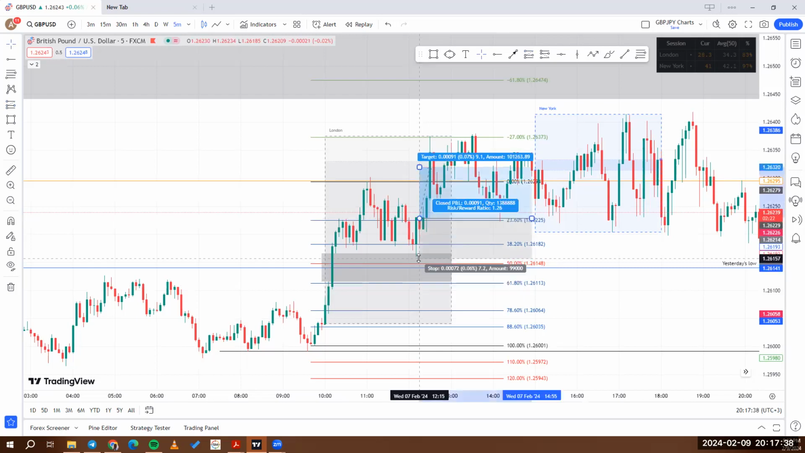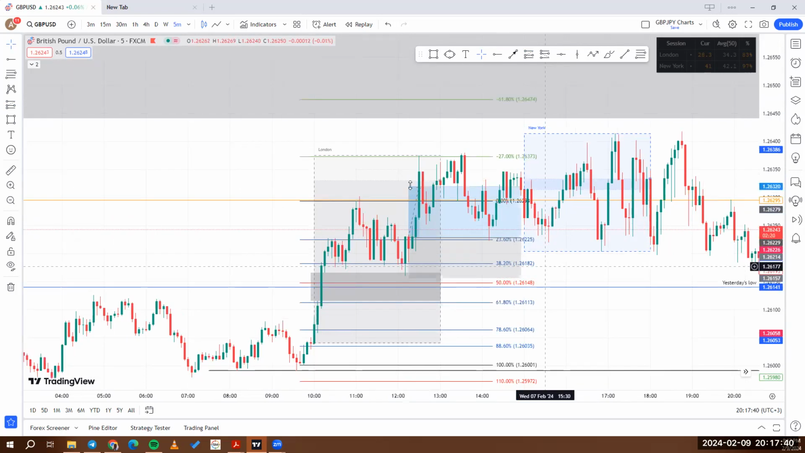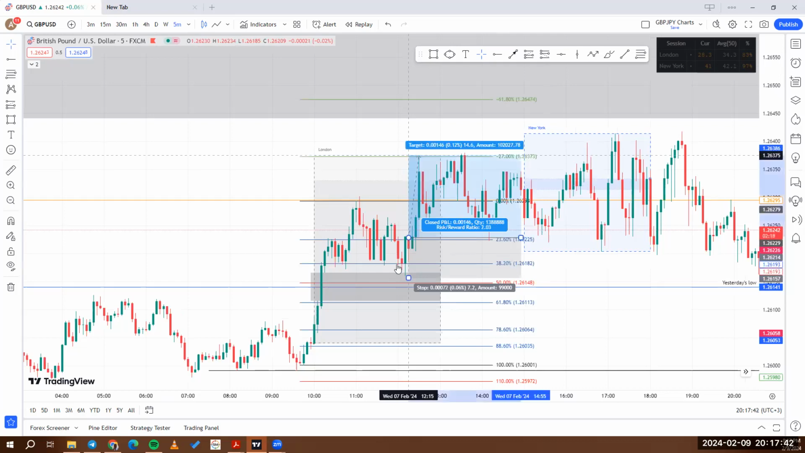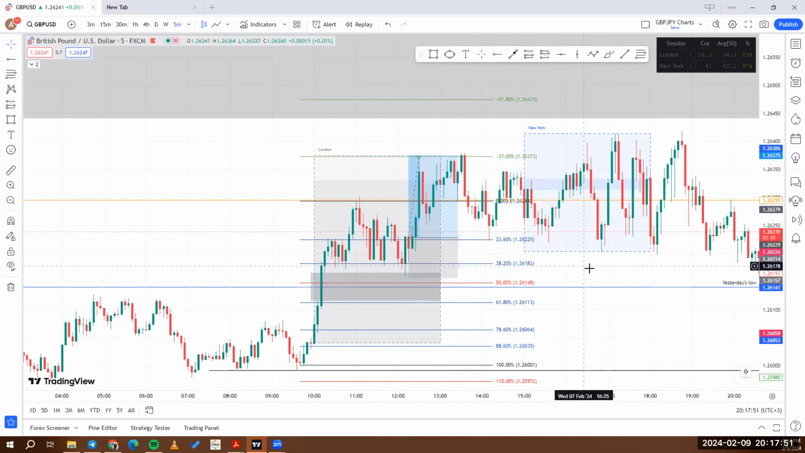The risk was only 7 pips. Now, the reward, first reward, because it bounced cleanly off the 32, was a 2R trade for 14 pips. Doesn't look like much, but 2% is always enough.